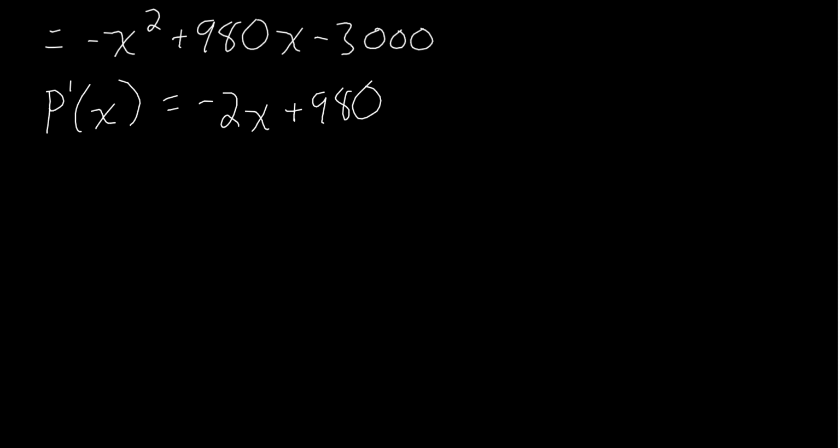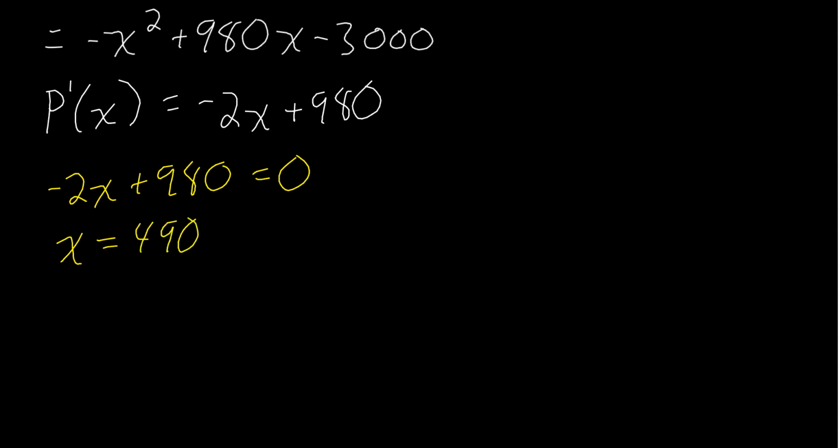Now we're going to set it equal to 0. So negative 2x plus 980 equals 0. So it's like 490. So we're going to have x is equal to 490. Okay, so this is our critical point. And again, if we're trying to maximize profit, this is where the maximum occurs. But again, we're going to take a second derivative of this. This is a pretty easy one to take a second derivative of.